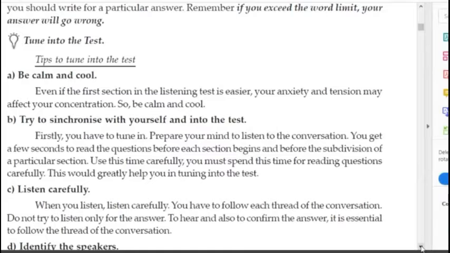You can be calm and cool by boosting yourself up and giving yourself some advice, like, it's okay, it's just a test, I'm going to listen very carefully, I'll be very calm and cool. So you can counsel yourself. Somehow or the other, you have to make everything calm and cool. Don't panic, don't be nervous.